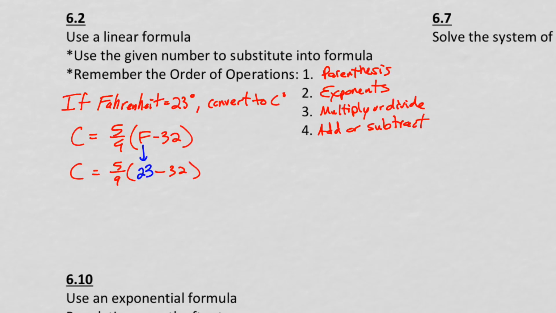Okay. And then we're going to do our calculations. So we're going to do what's in the parentheses first, which is going to give us -9. And then we can go ahead and cancel out those two 9s, because that makes a 1. And that's going to give us -5 degrees Celsius.